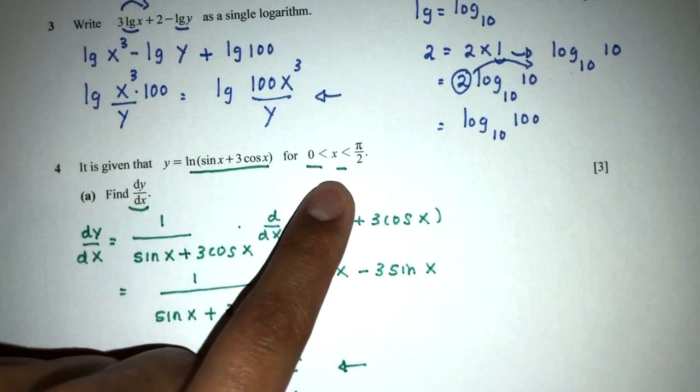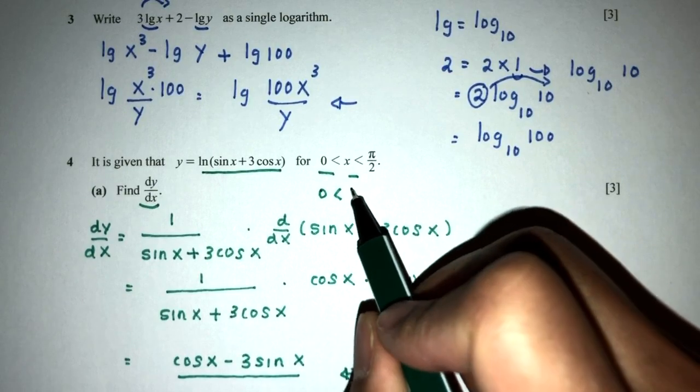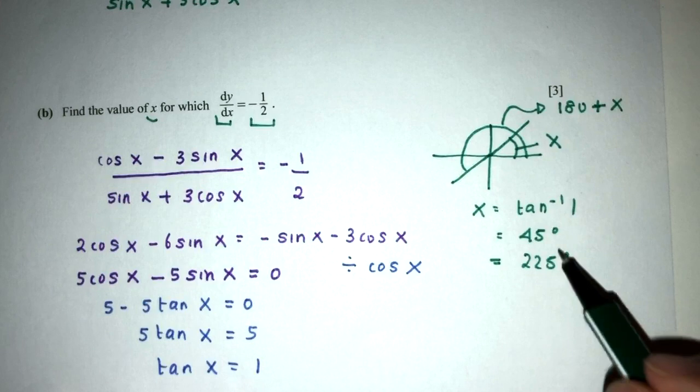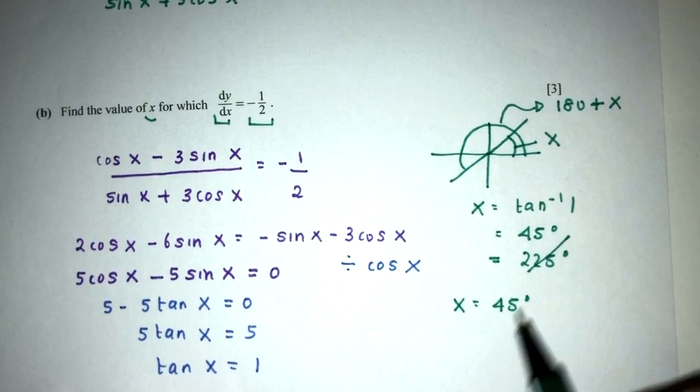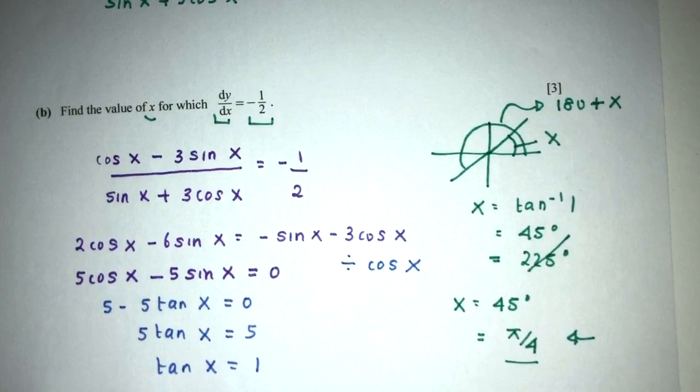But now let's verify the domain that we are working with. As you can see, we are working for the values of x between 0 and 90 degrees. So we won't be able to take this value, it will be outside the range. So x will be 45 degrees, or you have to write in terms of radians, that will be pi by 4 radians for your answer. And that is question number 4.